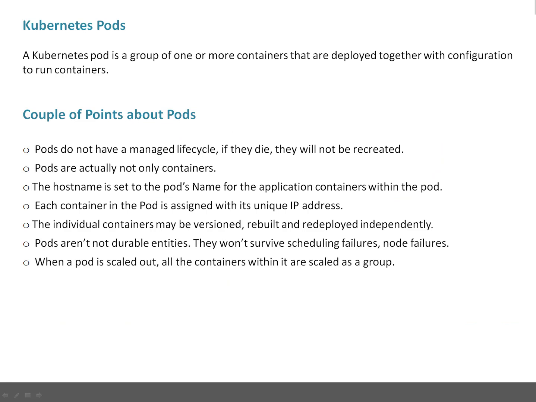So, Kubernetes pod. A Kubernetes pod is a group of one or more containers that are deployed together with the configuration to run containers. A couple of points about pods, and they are very important points, guys. We need to understand the pods. So these are going to help us to understand pods in a better way.